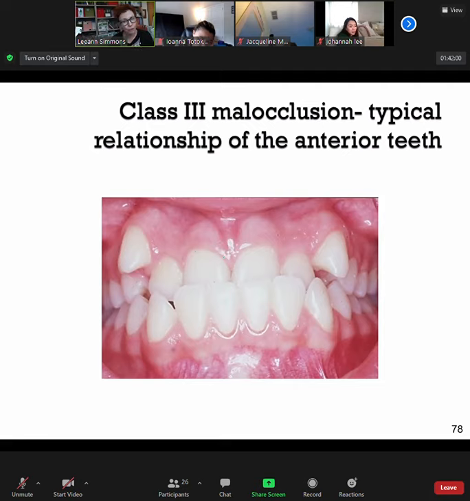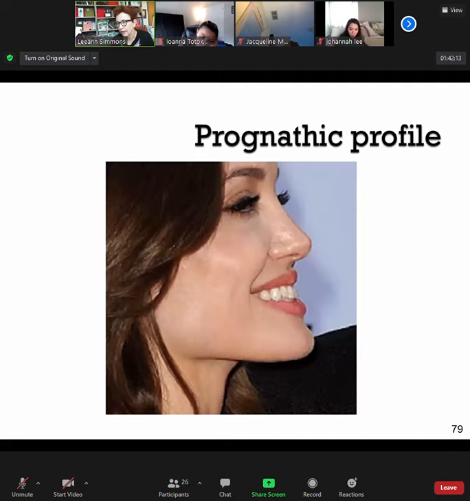Typically, then, you'll have the underbite or crossbite in the anterior like this. And a class 3. Okay, and here's Angelina Jolie. She was probably born with that, she has that prognathic profile. The chin's forward, and she may have had a class 3 occlusion before orthodontics. Who knows? But you expect that prominent chin. It's called prognathic profile, protrusion of the mandible.